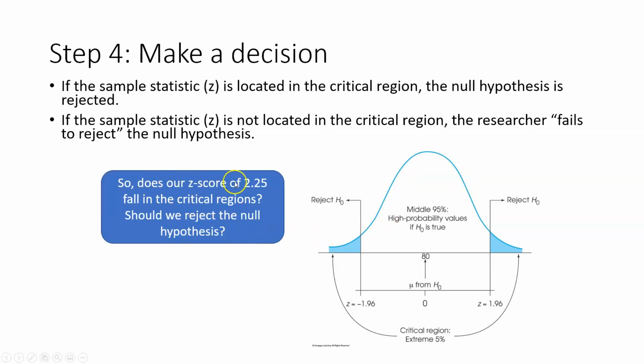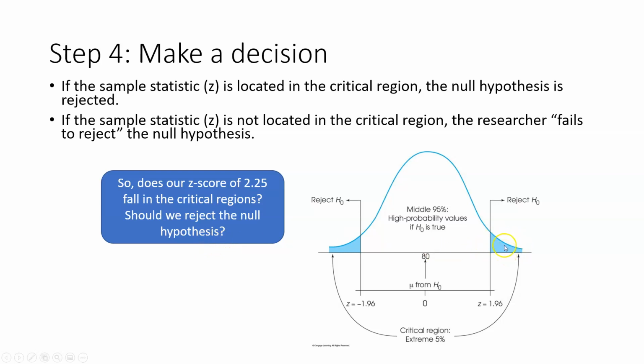Remember, does our z-score, the first one, of 2.25, fall in the critical regions? Look at the critical regions. It's beyond z of 1.96 or negative 1.96, and our z-score is 2.25, which falls past the 1.96. So, should we reject the null hypothesis? Yes, we should reject the null hypothesis because it falls in the critical region.